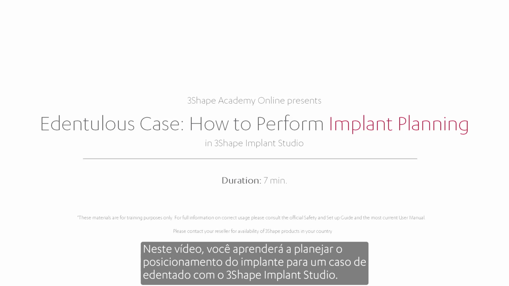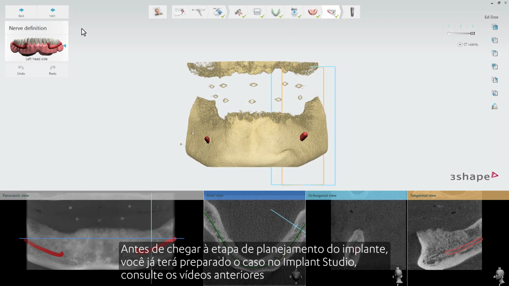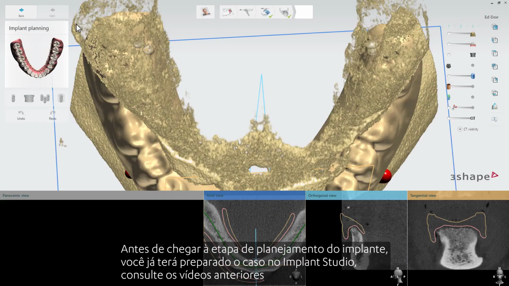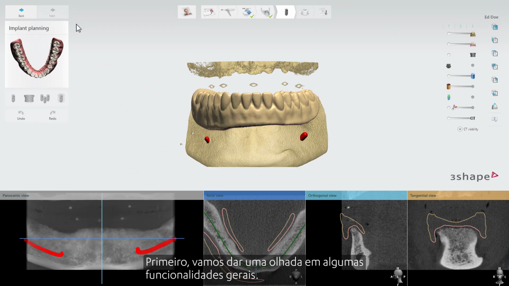In this video you will learn how to plan the implant placement for an edentulous case with 3Shape Implant Studio. Before reaching the implant planning step, you will have prepared the case in Implant Studio. Please see the previous videos in this series for more information. First, let's take a look at some general functionality.